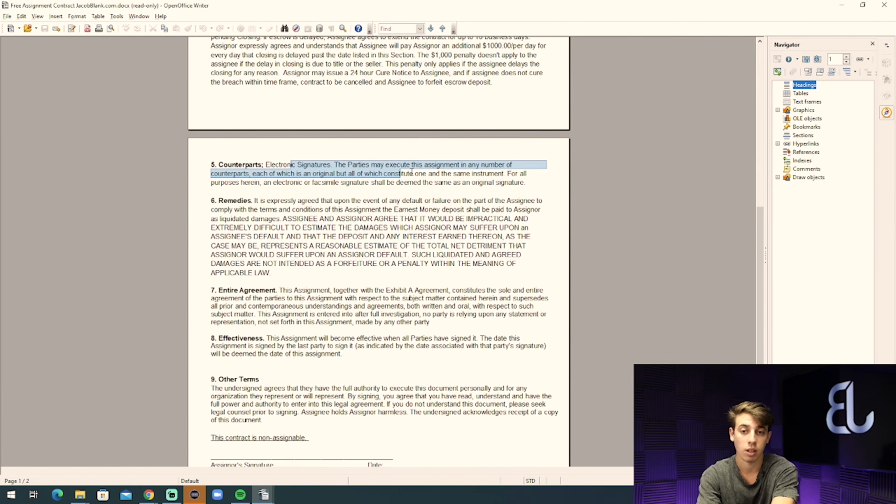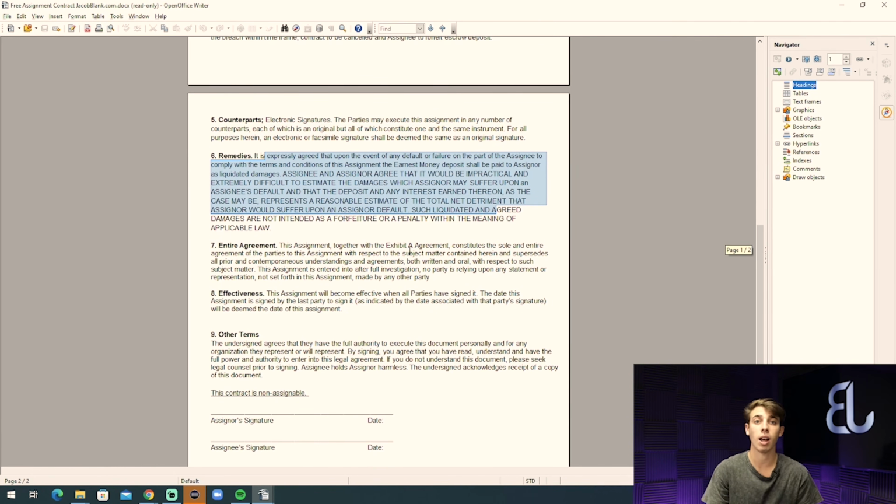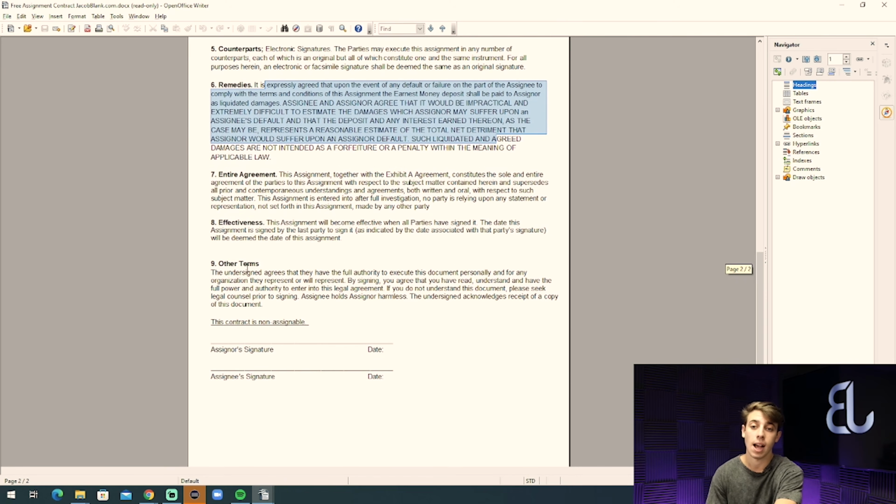Now it's saying this can be electronically signed. It's saying that they need to do their own diligence, right? That we are not warranting anything to them. We don't know the exact size. We don't know the exact condition, right? Basically, the assignee is going to be buying this deal in as-is condition, and they need to do their own diligence as well. Now, this entire agreement is binding once signed, and other terms, you can add anything else in there.